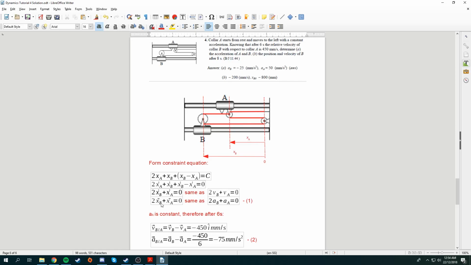Now I'll take the time derivative again, and I'll get 2 acceleration of b plus acceleration of a equals to 0. So this is your first equation. So you got 2 unknowns in this equation. So you must find another equation to solve for these 2 unknowns.